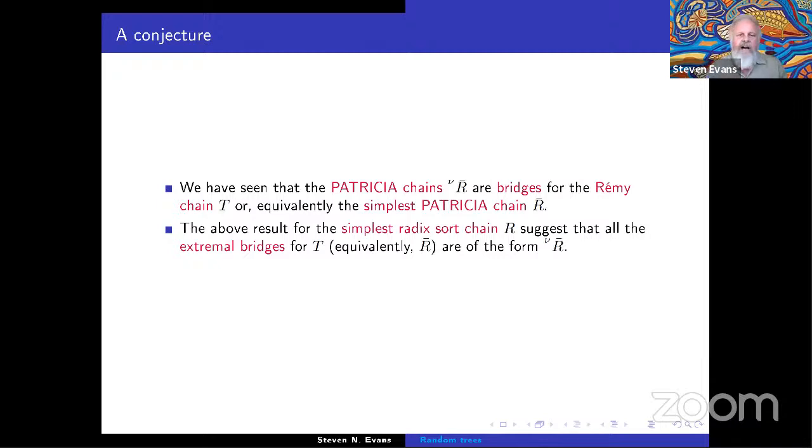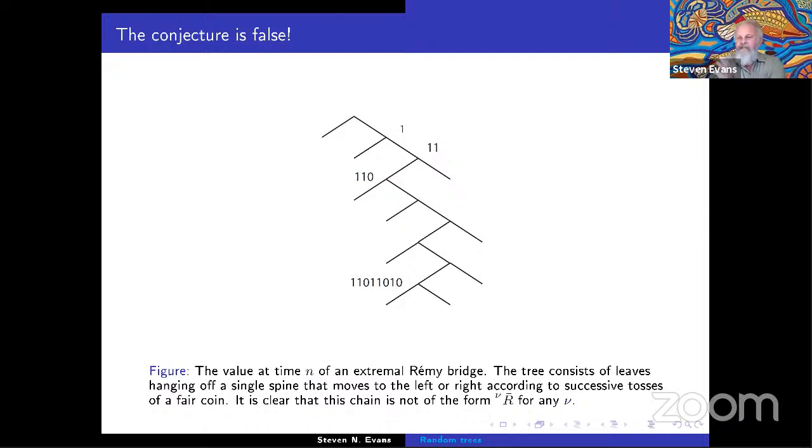So once you take care of that, this result that we just saw on the previous slide for the simplest radix sort chain suggests that all the extremal bridges for the Ramey chain, or the simplest Patricia chain, should be of this form here, that they should be just Patricia chains for different input distributions. And that conjecture is resoundingly false. And here's a counterexample. Consider the following Ramey bridge. So here's what the value at time n of this bridge looks like.